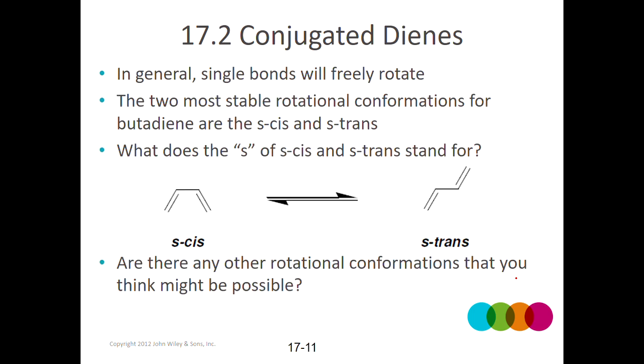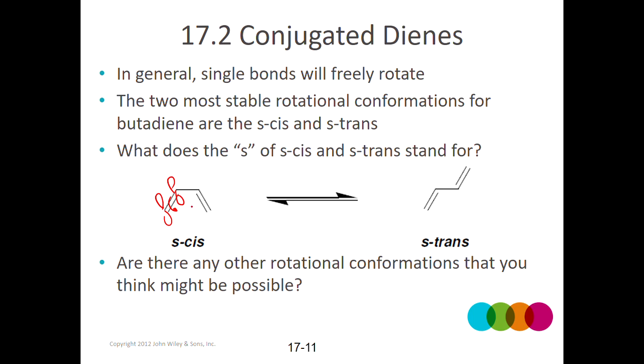So the stability of a pi system also depends on the rotation of the single bond that's connecting the two pi areas. Since these are double bonds, they can't rotate, right? Because the p orbitals here have to remain overlapping. If you try to rotate this bond, the p orbitals won't overlap anymore.